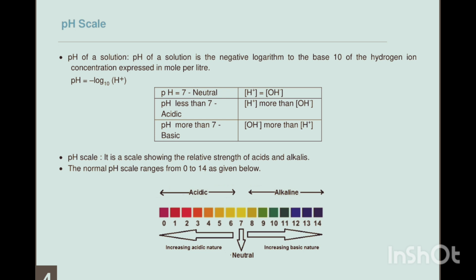Next, the pH scale is necessary for showing the relative strength of acids, bases and alkalis. The normal pH scale ranges from 0 to 14 as given below. You may get an MCQ or 1 mark question from this topic. What you have to remember here is that below 7 all are acids, above 7 all are bases, and exactly 7 is neutral.